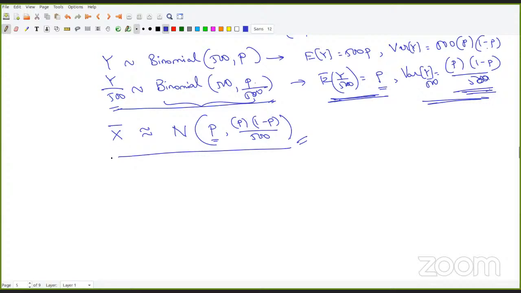So therefore our x bar is normal, with the variance of the sample mean. Yeah, the variance of the sample mean, and so that is what we use. Okay, got it. Just clarified.